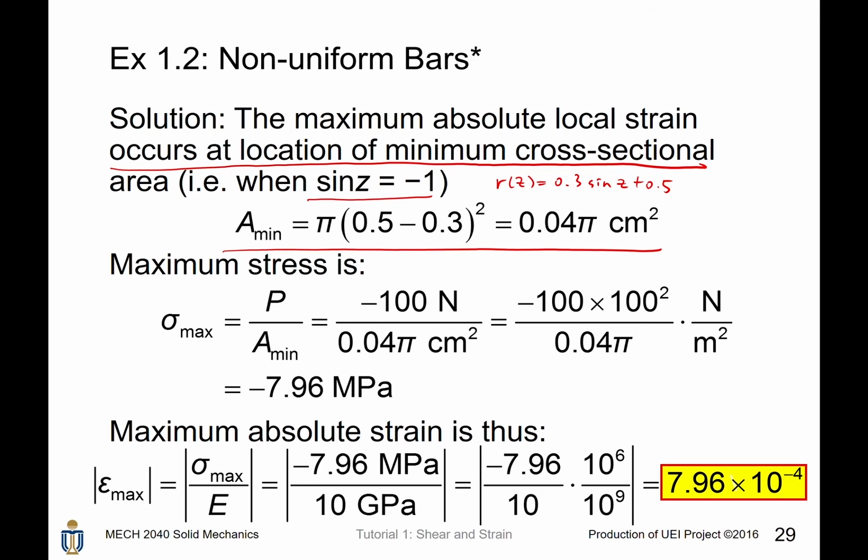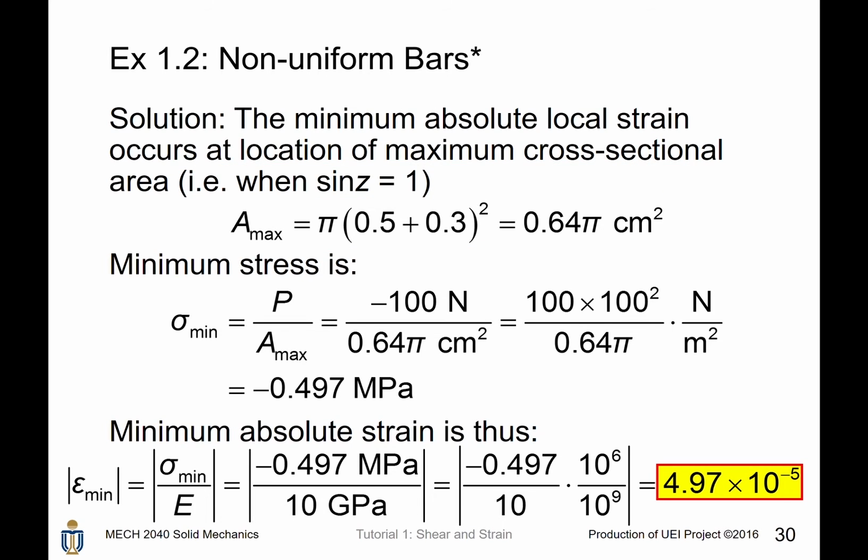Next, we can use the stress equation, which is applied load divided by the area, to calculate the maximum stress in the structure, which is compressive 7.96 milliPascal. Therefore, the maximum absolute strain is obtained by using the maximum stress divided by the Young's modulus, then taking the absolute value. You will get the answer, which is 7.96 times 10 to the power minus 4.